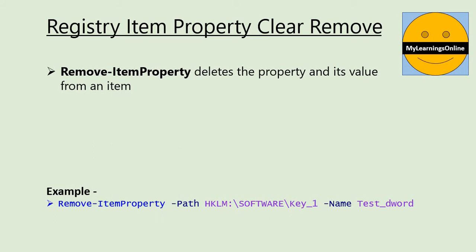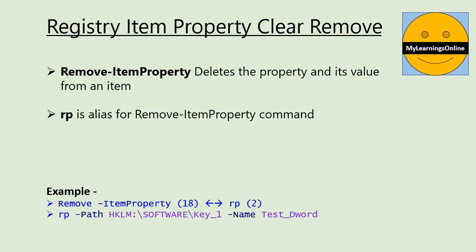Remove-ItemProperty is a command that deletes the property and its value from an item. In example, we can see the use of this command. RP is an alias for Remove-ItemProperty command.